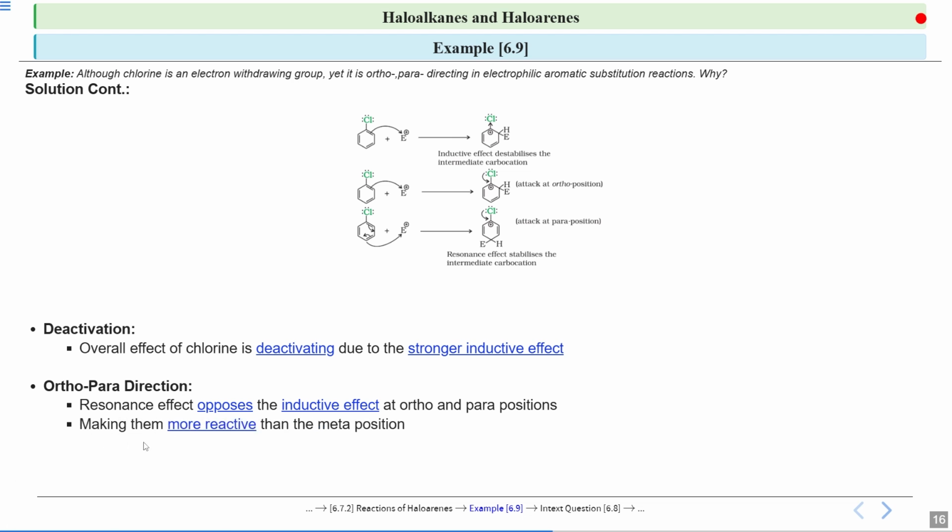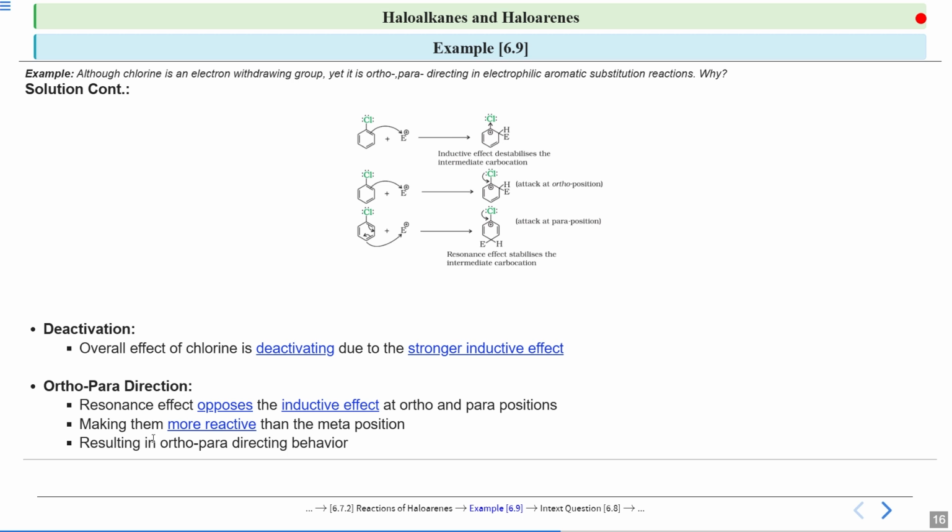So this resonance effect makes them more reactive than the meta position. So the resonance effect makes the ortho and the para positions more available for the incoming electrophile to attack than at the meta position, right? And resulting in the ortho-para directing behavior, and due to this slight increase in stability of the carbocation due to the resonance effect at the ortho and the para positions, the ortho and para positions will be available for the incoming electrophile to attack due to the increased electron density at the ortho and para positions of the benzene ring due to the resonance effect.